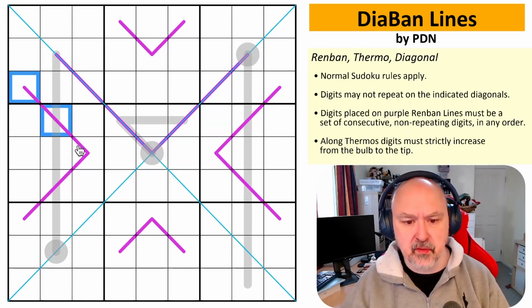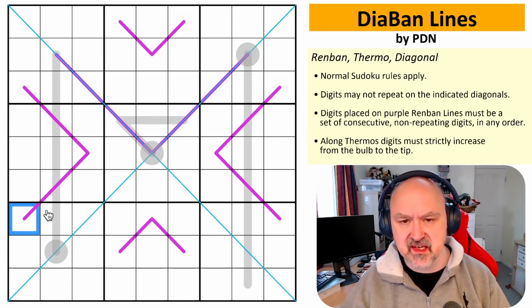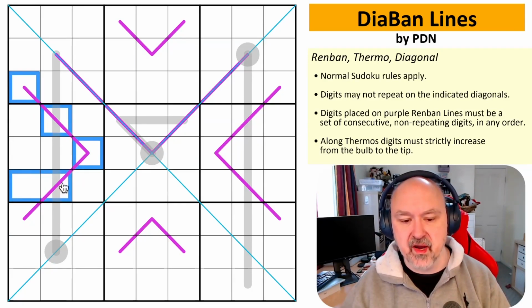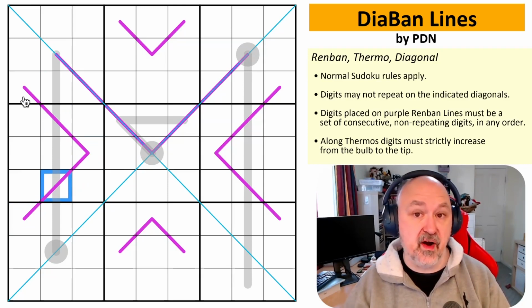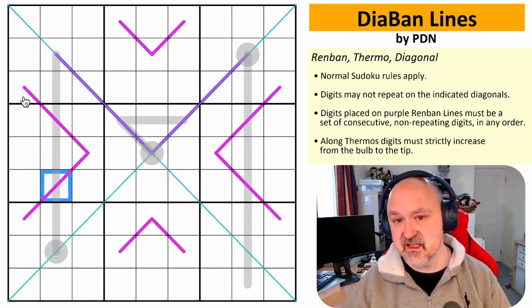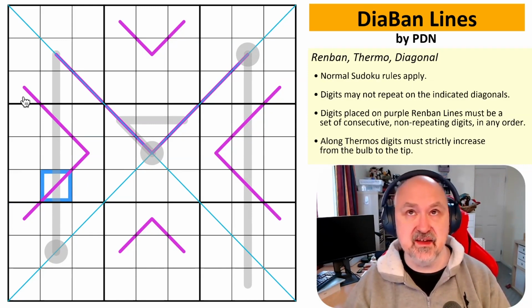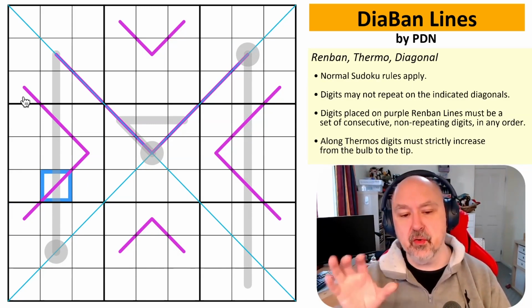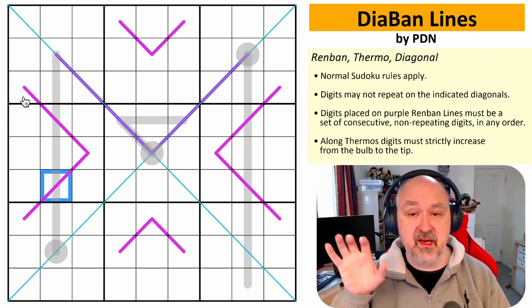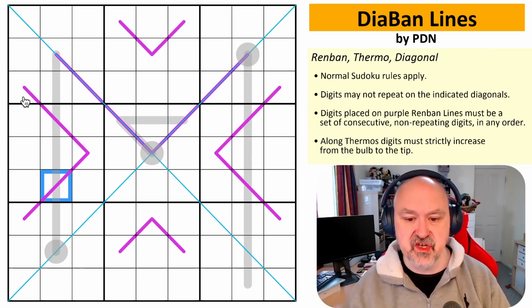We have these purple lines. These are Renban lines. What they mean is that each of these lines will contain a set of consecutive non-repeating digits in any order. So these are kind of like mini regions, but they could start anywhere. So this line is 5 long and it could contain the digits 2, 3, 4, 5, 6, or it can contain the digits 9, 8, 7, 6, 5. But as long as all of the digits, if you were to take them off the line and sort them, would be a run of digits, you are fine.